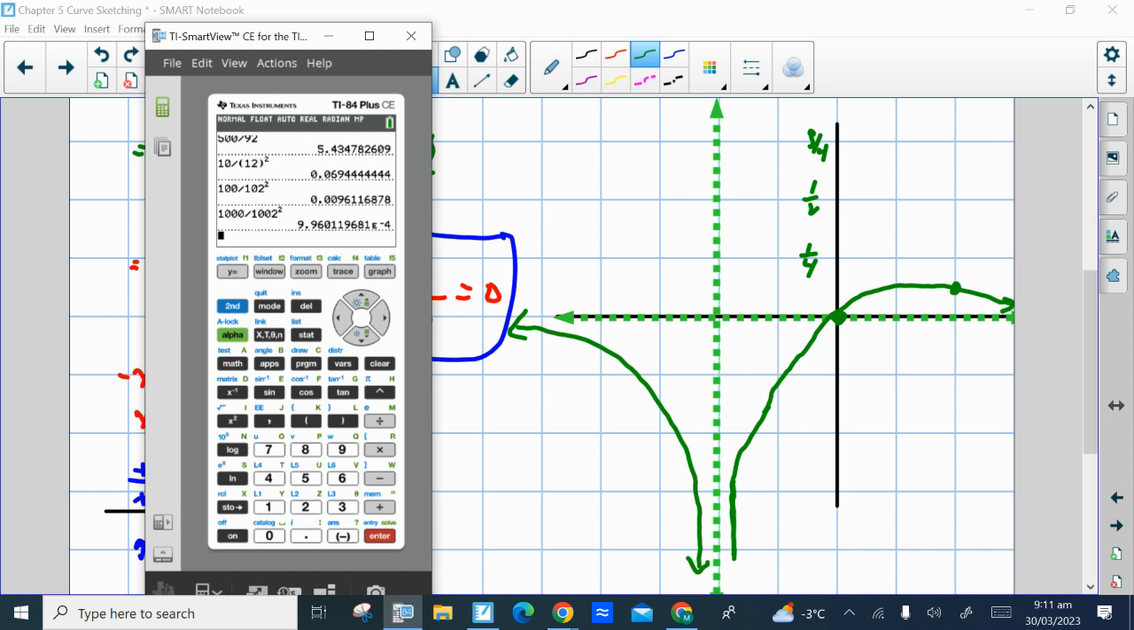Now it puts it in scientific notation. 9.96 times 10 to the -4. Still positive, but even closer to 0. As x gets bigger and bigger, the value of y will approach 0. And so that's how we know that it's approaching the asymptote as it goes to the right. But it crossed it over here because the point 0, 0 is a point on the graph. It is our intercept.